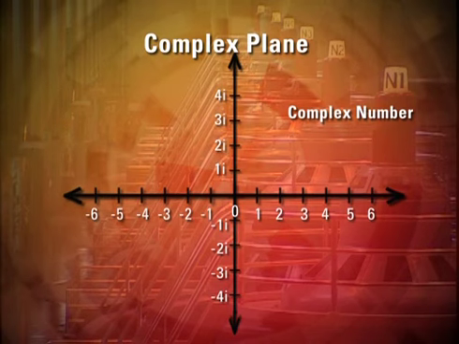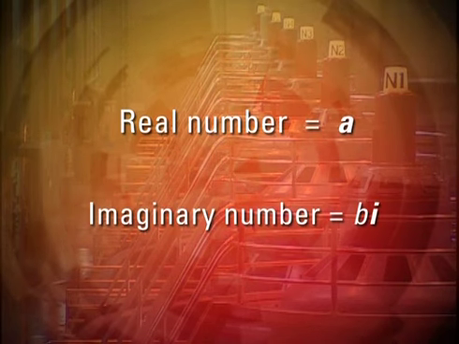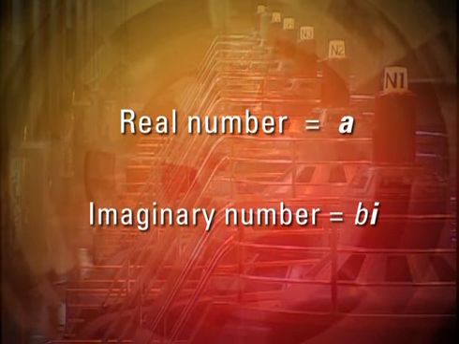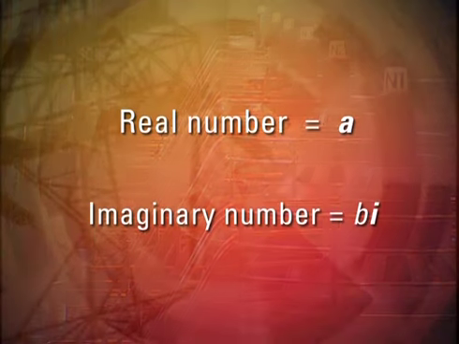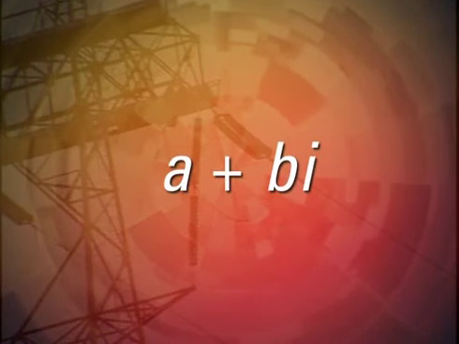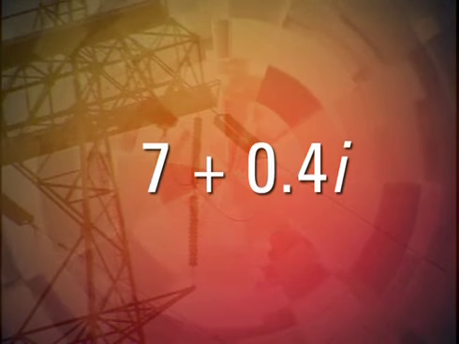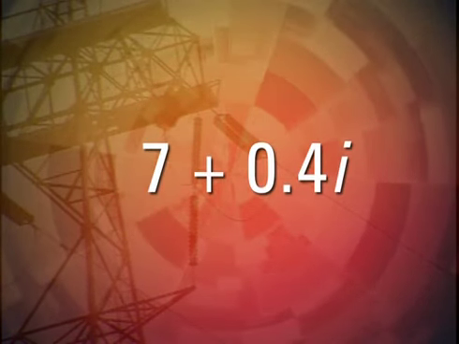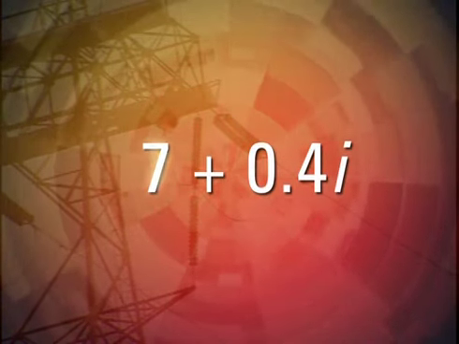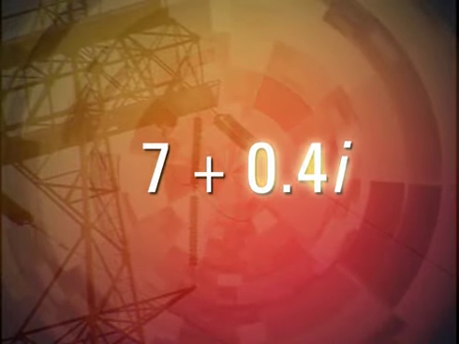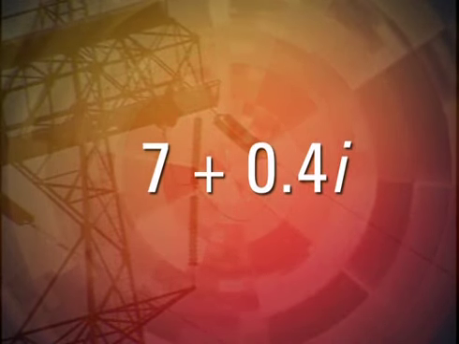So complex numbers have 2 parts, a real number, which can be represented as a, and an imaginary number, a multiple of i, which can be represented as bi. The standard format for complex numbers is a + bi. 7 + 0.4i is an example of a complex number. A real number, 7, plus a pure imaginary number, 0.4i.